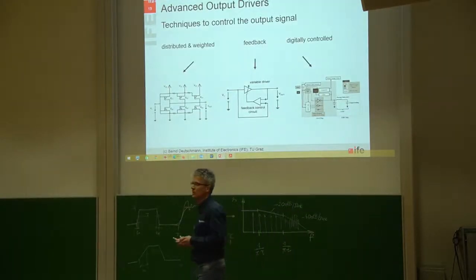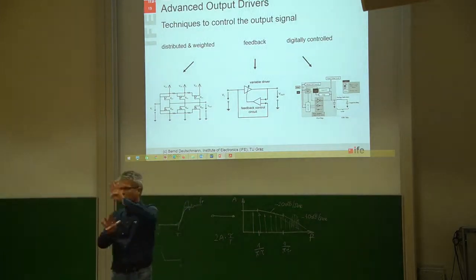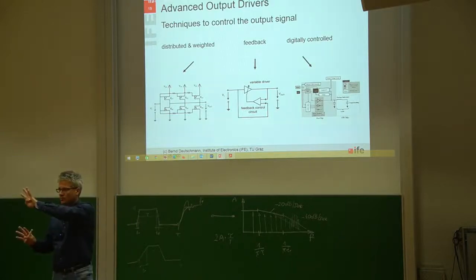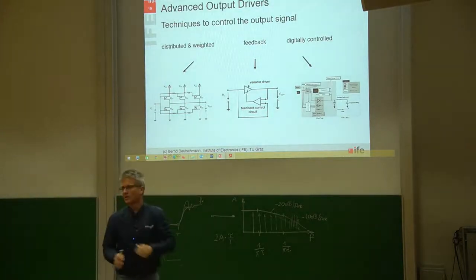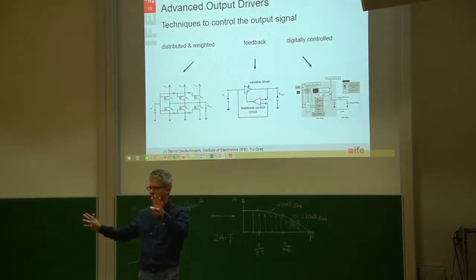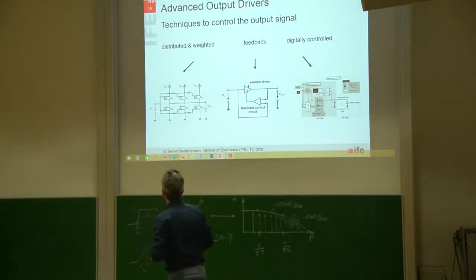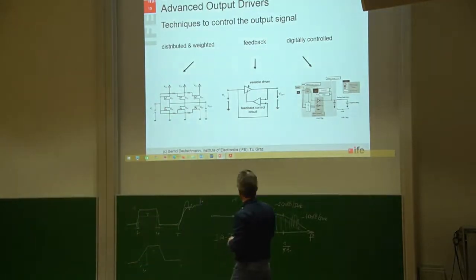Distributed and weighted means that I'm not using a big P channel and a big N channel transistor as a final stage, and I'm turning this one on or this one on. I'm splitting this big P and N channel transistor in several parts. A smaller one, a bigger one, next bigger one, and a very big one. This is this weighted, and distributed means that I'm turning them on in a very special order. So I'm not turning on all these transistors at the same time. I'm turning on a small one, then a bigger one. Okay, we're coming to that anyway.